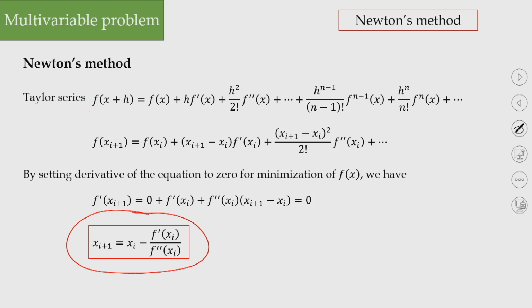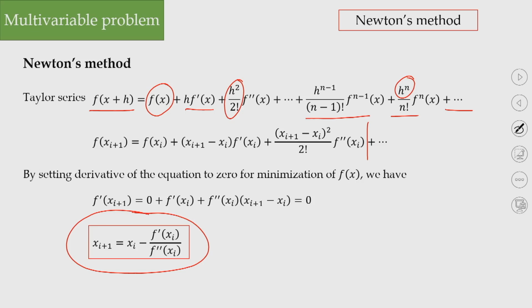So, I can write the Taylor series f of x plus h. Okay. So, I would like to approximate the function value at x plus h, knowing the function value at x. So, I can write f of x plus h equals f of x plus h f dash x plus h square by factorial 2 f double dash x plus, and I can continue this up to h to the power n divided by factorial n, f n x plus. So, this is an infinite series. So, in this case I will use the truncated Taylor series, that means up to the second derivative.